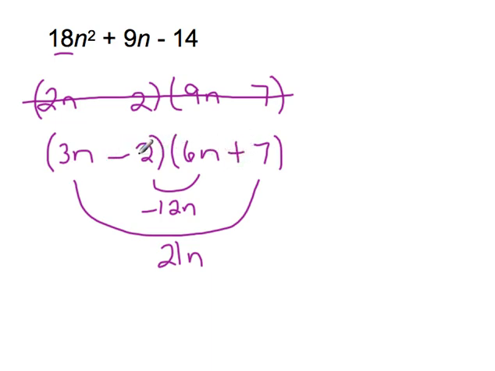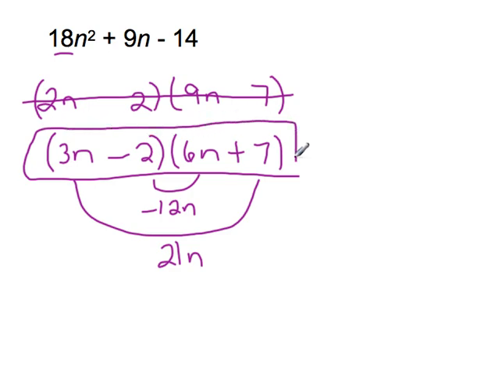And again, you can double check. 2 times 6, that's the 12, so that's what needs to have the negative. And then we need a positive 21, so the positive has to go with the 7. So this is the factored form for that expression.